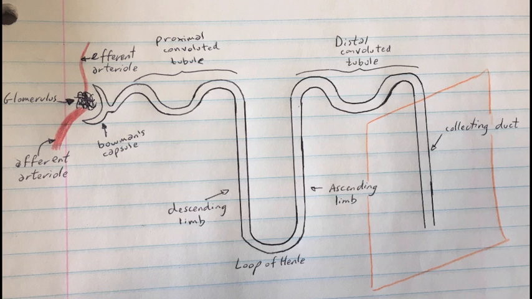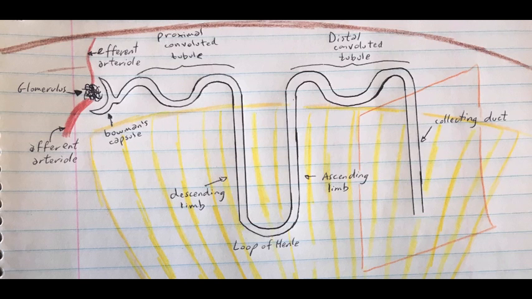If the body is too basic, then hydrogen secretion slows down. The next part that we will talk about is the loop of Henle. It has the function of concentrating salt in the medulla of the kidney. It does this because the descending loop is permeable to water. This means that the water moves out and is carried away by the vasa recta, which are the capillaries surrounding the tubules.